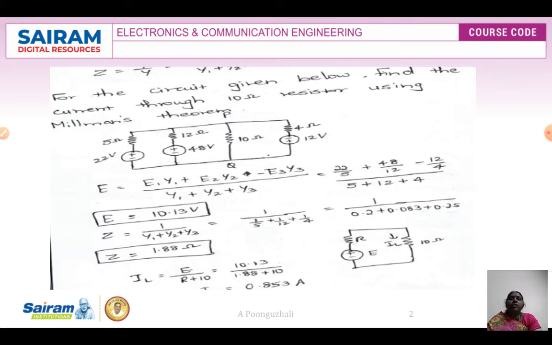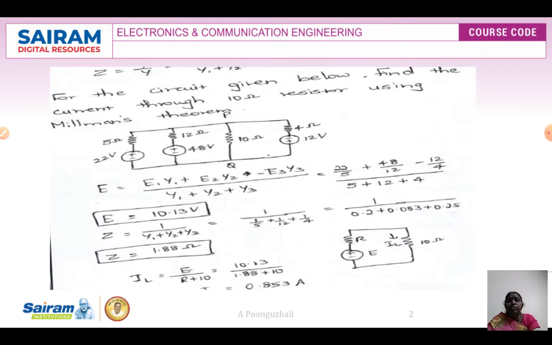Here all voltage sources have been given. The first step is to write the formula: E1 into Y1 plus E2 into Y2. Here the polarity of the battery is in the reverse direction, so it is minus E3 into Y3. We have three voltage sources, E1, E2 and E3, and the third voltage source has the polarity minus plus. So we write minus E3 Y3, divided by the total admittance, Y1 plus Y2 plus Y3.